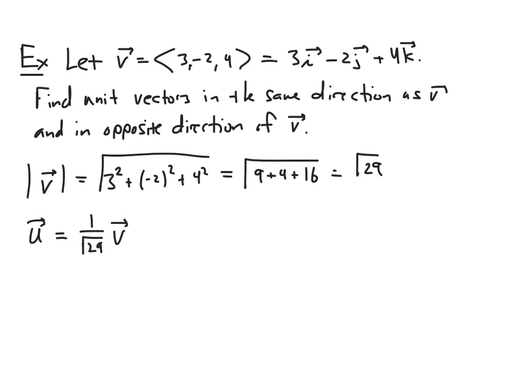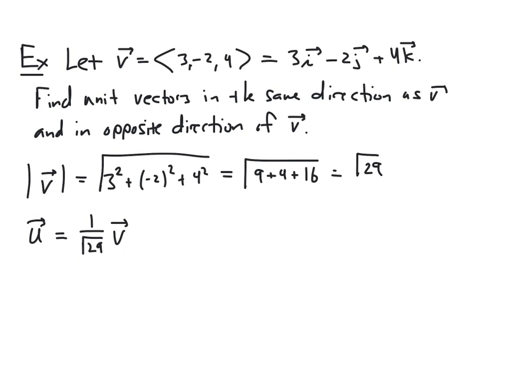Remember that scaling a vector by a positive real number changes the magnitude by a factor of the scalar. So if we multiplied by 2, it would double. If we multiplied by 1/2, it would take half the magnitude. So if this magnitude is square root of 29 and we multiply by 1 over the square root of 29, this multiplies the magnitude of the vector by 1 over square root 29, and 1 over square root of 29 times the square root of 29 is 1.